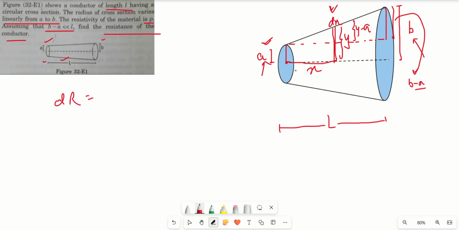So here, if we take this element, we are getting dR. The resistance is very small here. If we take the element, the dR will be equal to rho. Rho is the same everywhere since it's made of the same material. Since the length of this element is dx, it is rho dx by area. This means rho L by A. We know the formula. Area is circular, so area will be pi times the radius squared. What's the radius? Radius is y.